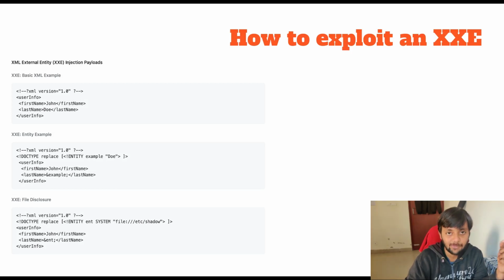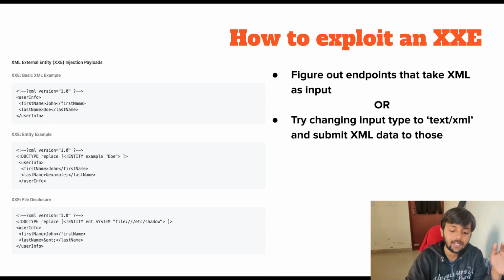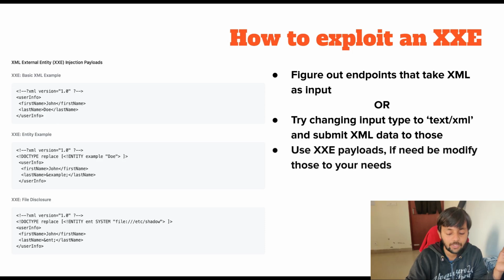Now let's talk about the steps you need to take to exploit an XXE. First, figure out the endpoint that takes XML as input, or try to change the input type to text/xml and submit the XML data to those endpoints. Either way, you just need to supply the XML payload. If it's taking a JSON input, it might be that the same endpoint is also taking XML. It's just that the client or the web application is not sending it in the XML form, rather it's sending it in the JSON form. So you could change the input type to text/xml and submit the XML data to those endpoints.